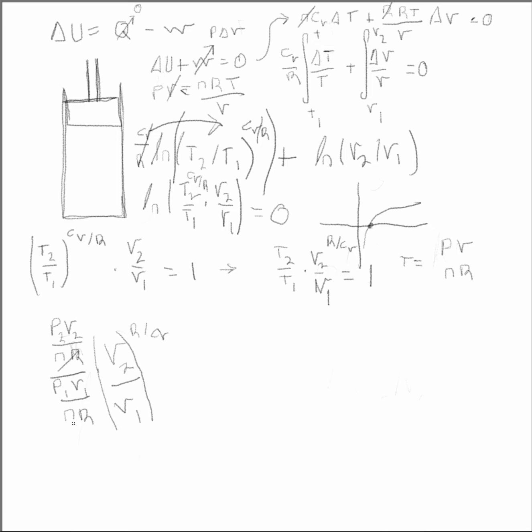Right, so nR, common factor, doesn't matter. We are at a new equation, P2 V2 V2 to the R over C sub V over P1 V1 V1 to the R over C sub V equals 1.